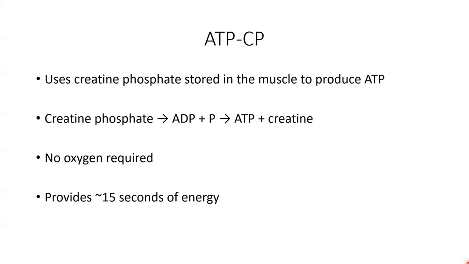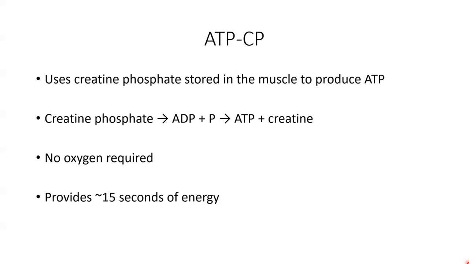The first one is called the ATP-CP, or the adenosine triphosphate creatine phosphate system. So creatine phosphate, which you might also see written or referred to as phosphocreatine, it's the same thing, is a substance which is stored in the muscle, which the body can use to regenerate ATP or turn ADP back into ATP, so the form that we can actually use for muscle contraction.